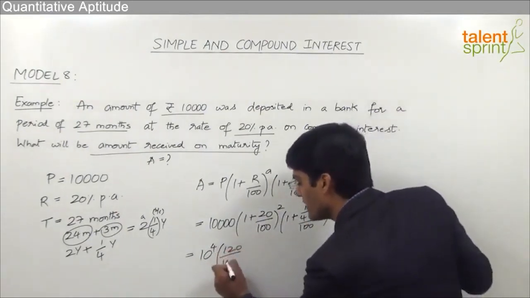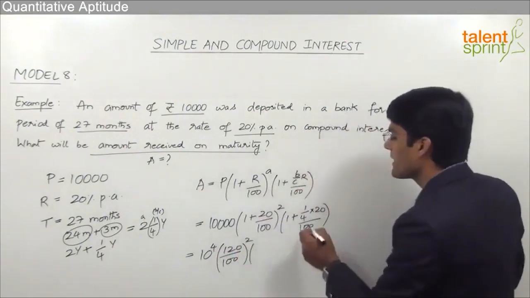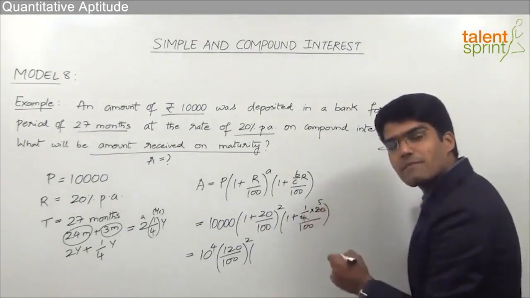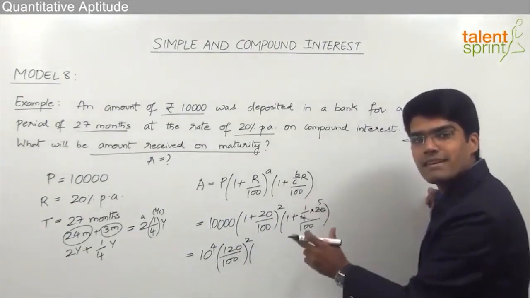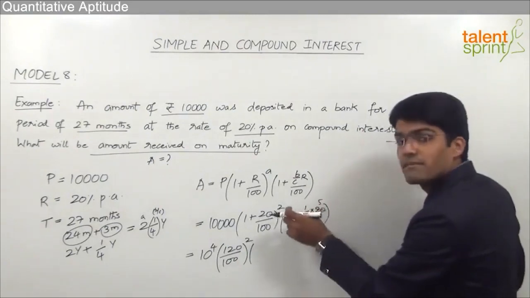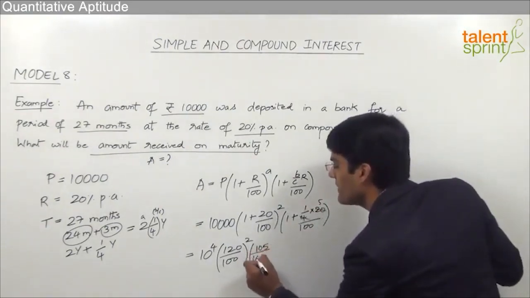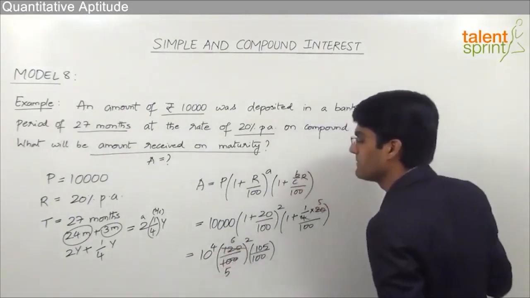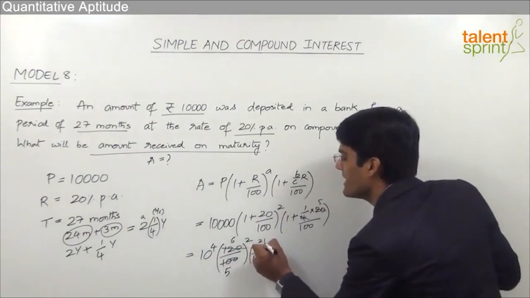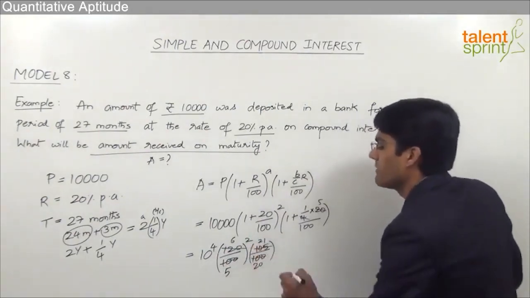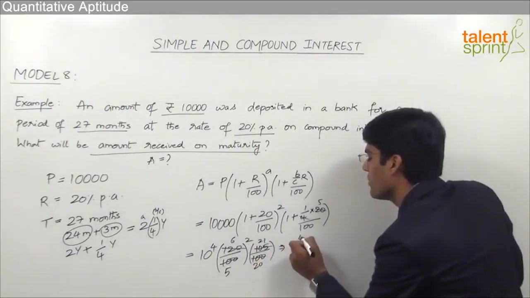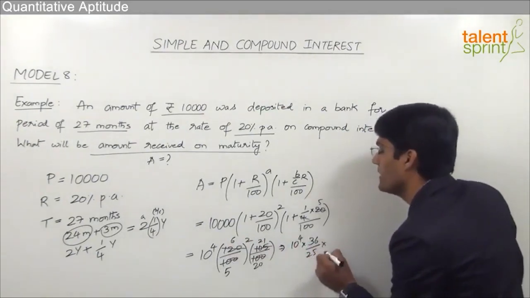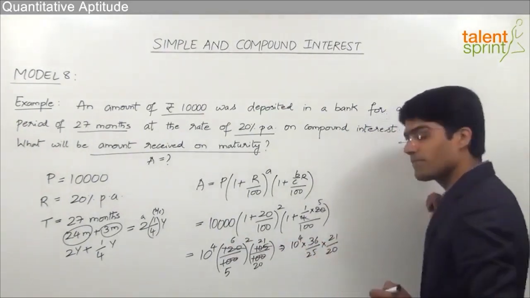So this is (120 by 100) whole squared into, this 4 gets cancelled 5 times, so this becomes 1 plus 5 by 100, and 1 plus 5 by 100 will be 105 by 100. As 100 is the LCM, we get 100 plus 5, that is 105 divided by 100. Now 120 by 100 can be taken as 6 by 5, and 105 by 100 is equal to 21 by 20. So the final answer here would be 10 to the power of 4 into (6 by 5) whole squared, which is 36 by 25, into 21 by 20.